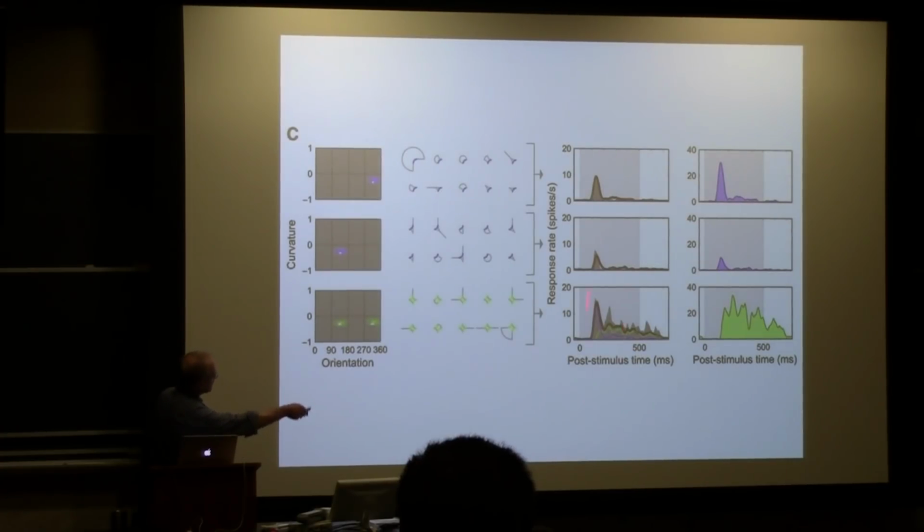In the beginning of the response, you have this linear summation, and that produces an ambiguous signal. So the neuron could be responding to one concavity, it could be responding to the other concavity, or it could be responding to both.